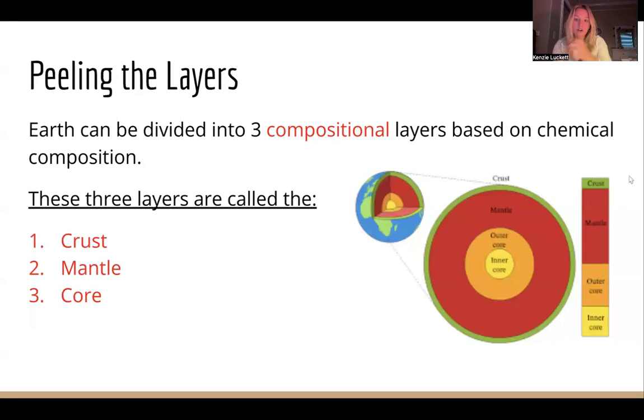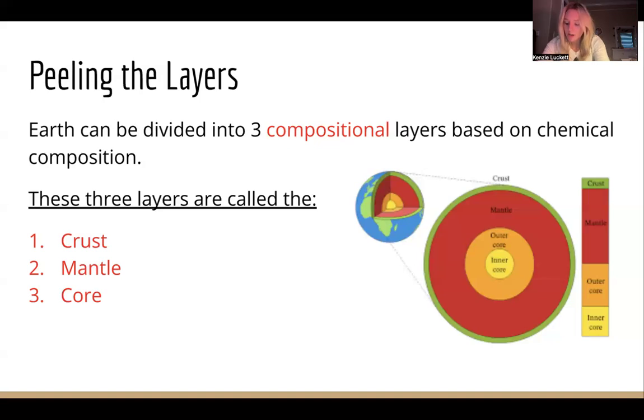Okay, so Earth can be divided into three compositional layers, and these three compositional layers are based on what they are made out of, what material they are made out of, what chemicals make up each of these layers. There's three: the crust, the mantle, and the core. The crust is made of a certain material, the mantle is made of a certain material, and the core is made of a certain material. So that's what compositional means.